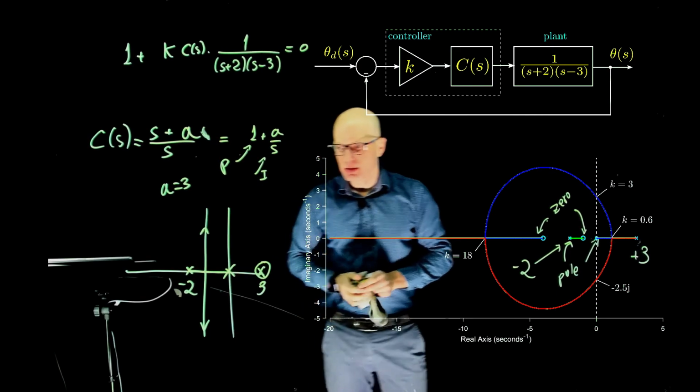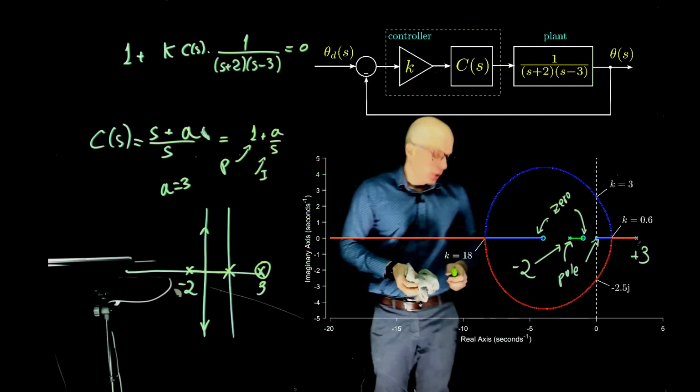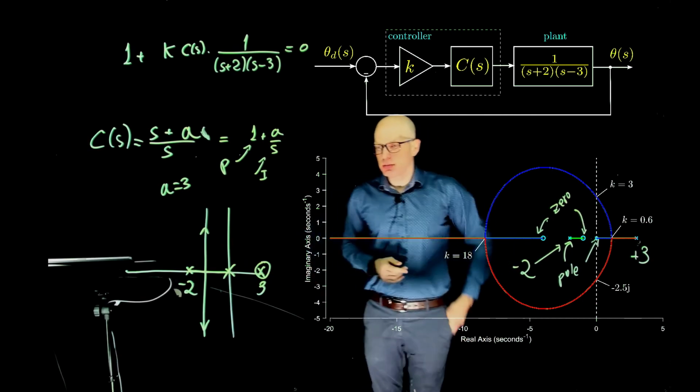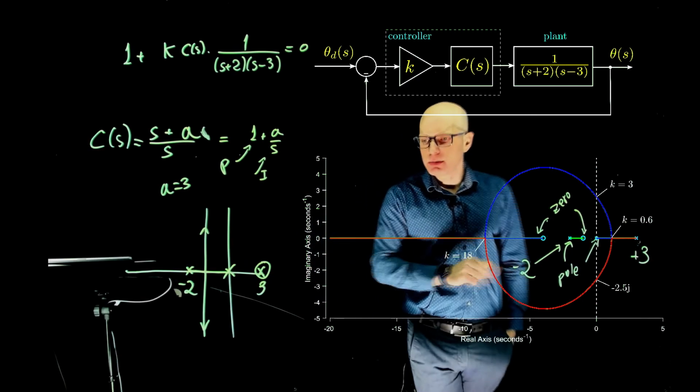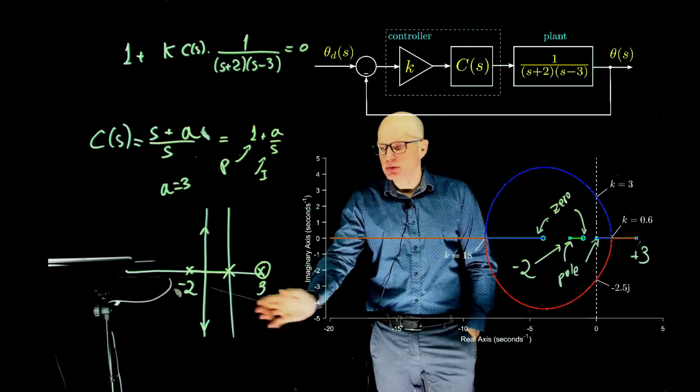I will make the system stable. So why would we bother with a PID if a PI controller can stabilize the system? What is the advantage of the PID here compared to this one?